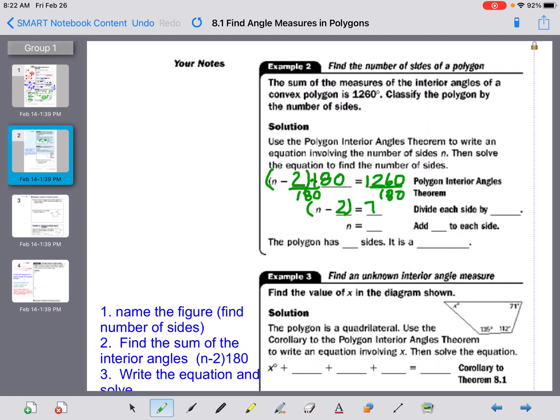My job is to get n by itself. I still have a minus 2, so to get rid of that, I do the opposite, which is add 2, and n equals 9. So if there are 9 sides on this polygon, I classify it by its sides. What's a 9-sided figure called? A nonagon.